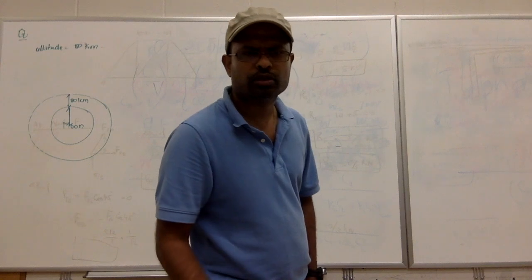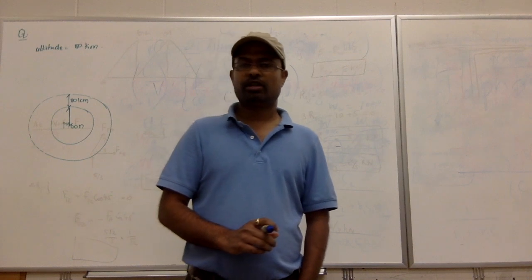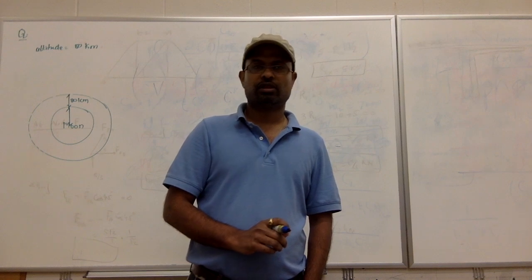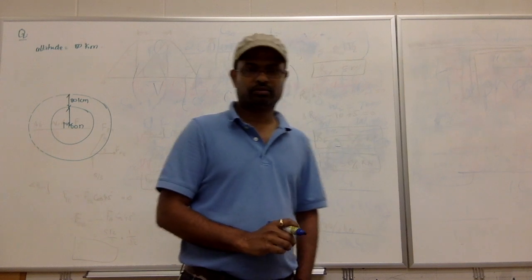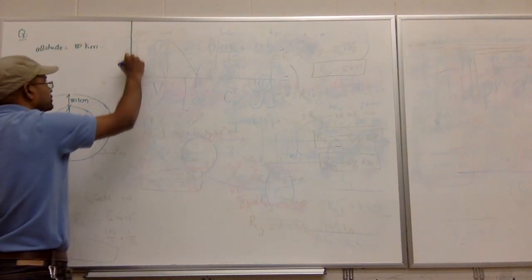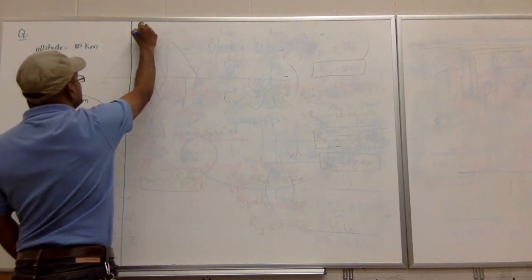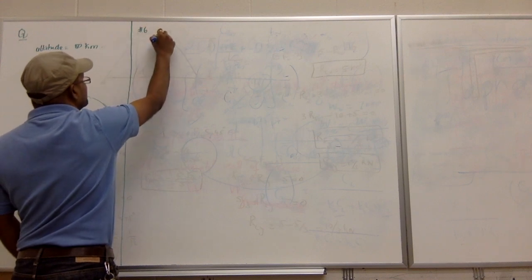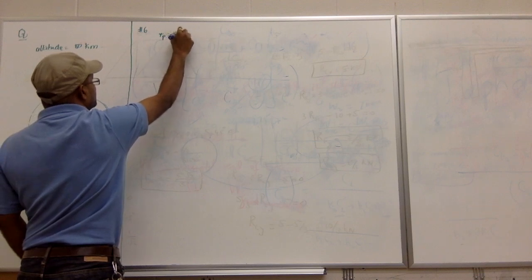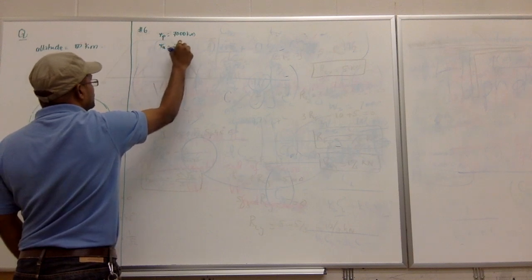An unmanned satellite orbits Earth with a perigee radius of 7,000 kilometers and an apogee radius of 70,000 kilometers. This is very much a problem for the exam. So what is given to you? Number 6, RP is 7,000. And RA is 70,000.